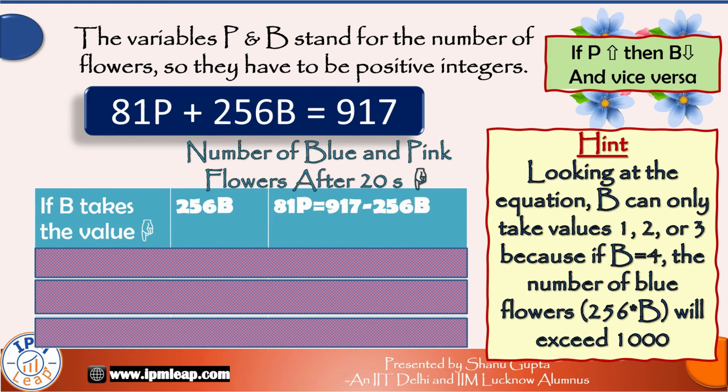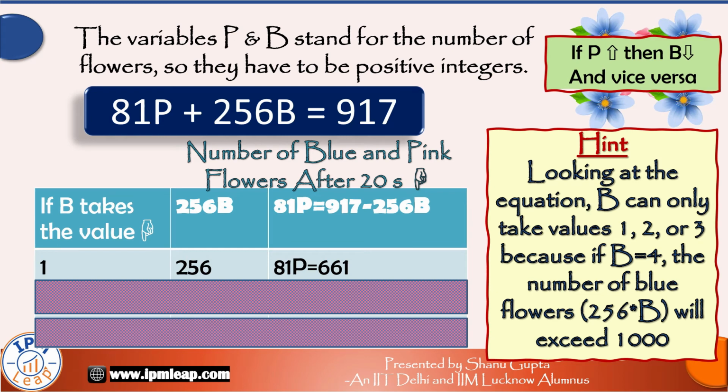So if B is equal to 1, after 20 seconds, the number of blue flowers is 256 and the number of pink flowers is 917 minus 256, which is equal to 661. But 661 is not a multiple of 81. The number of pink flowers should be 81P, which means it should be a multiple of 81. So this option is ruled out.